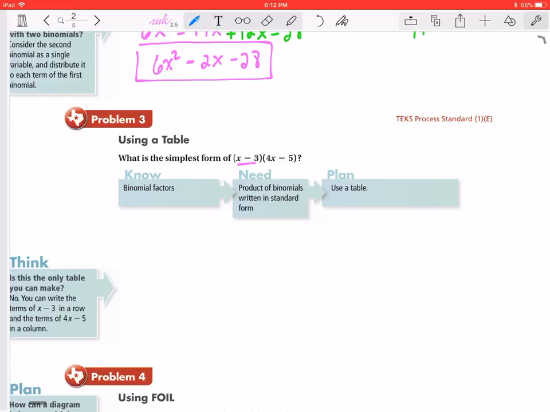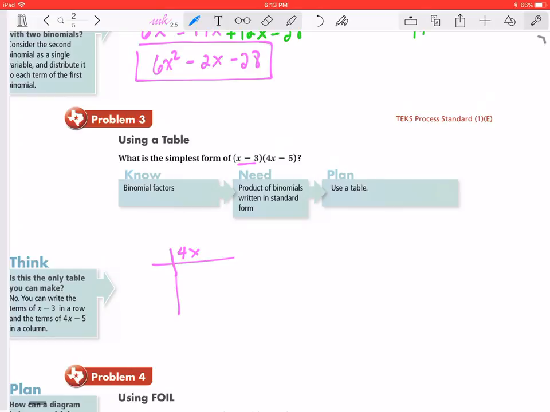We have two binomials here. We have x minus 3 and we have 4x minus 5. We use the table. It's going to be similar to what we did. So I'm going to draw my table here.